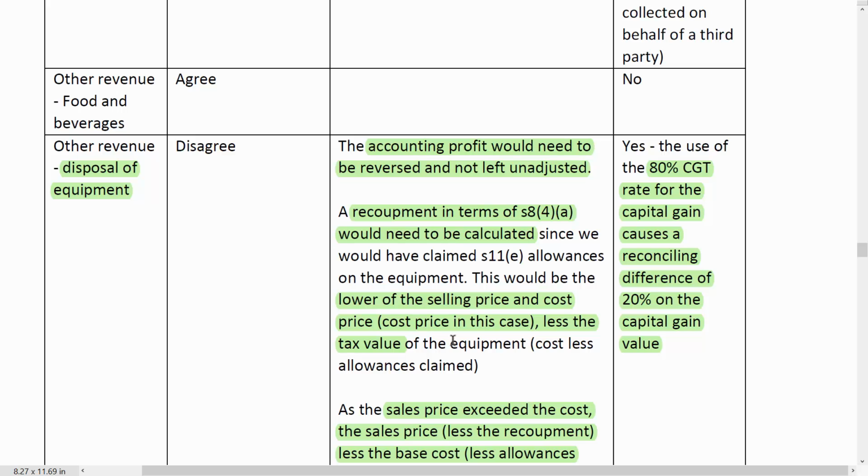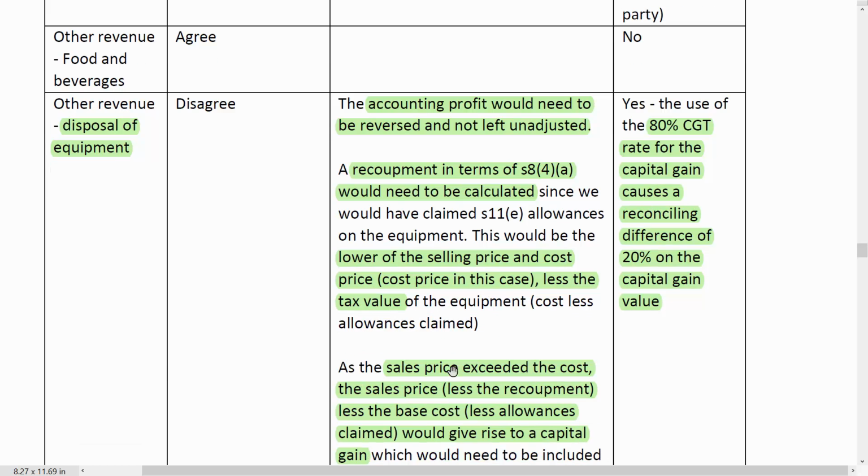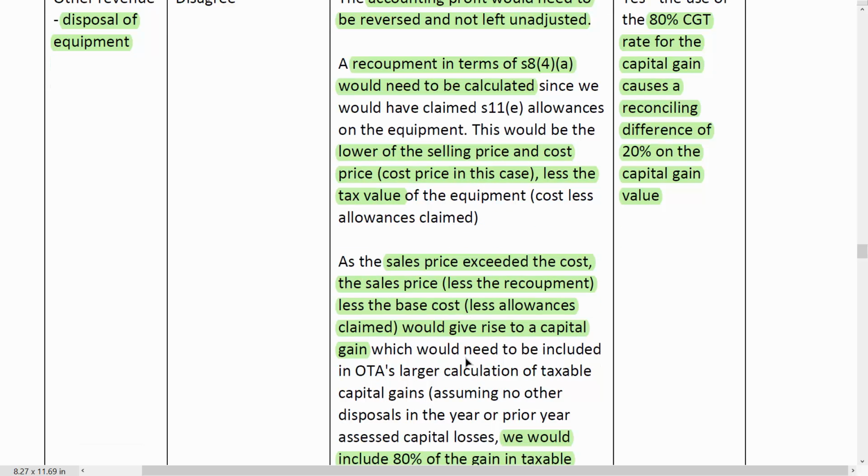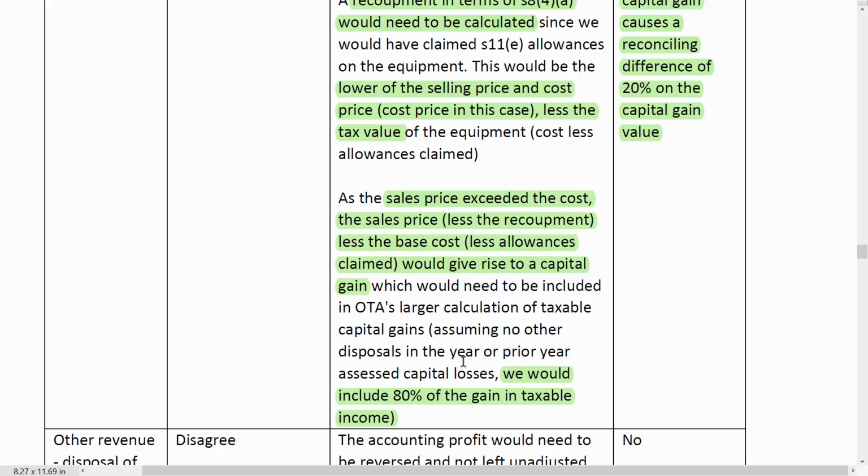The candidate notes how this calculation should be done, being the difference between the lower of the selling price and the cost, less the tax value. The candidate then thirdly goes on to identify that because there was a sale or disposal of an asset, CGT would have to be accounted for. The CGT would be based on the proceeds as defined, less the base cost as defined. Finally, then, the candidate correctly identifies that the taxable capital gain would be included into taxable income at 80% of the capital gain.